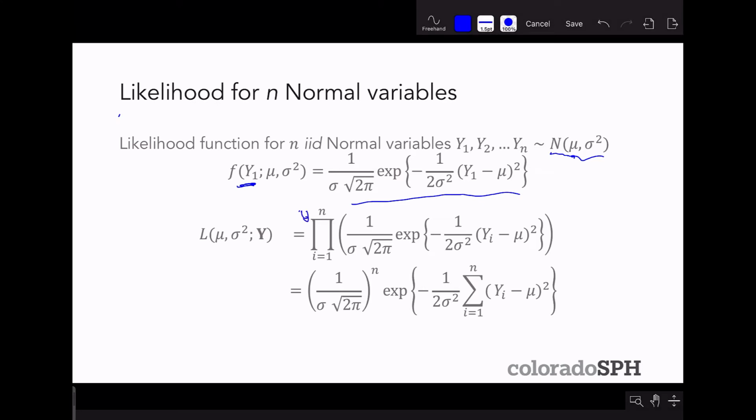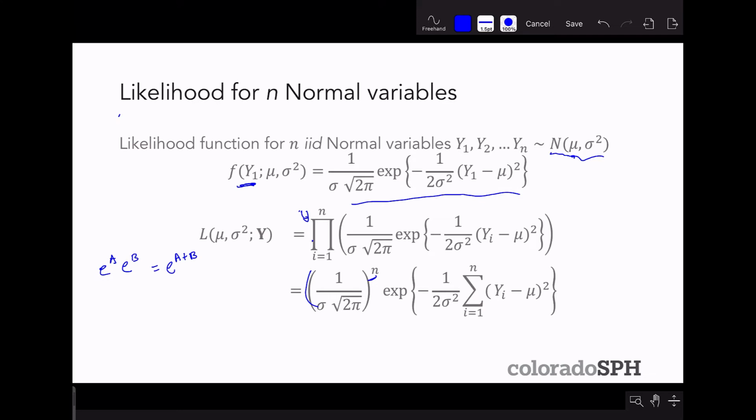And one thing that's kind of nice about this product sign is you can distribute it into the exponential. So if you have e to the a times e to the b, e being exponential, that is equivalent to e to the a plus b. So bringing that down here, this product is moved to this n here, for this constant in front of the exponential. That is not indexed by i, so you can just raise that to the power of n because that's the number of times you're multiplying it together.